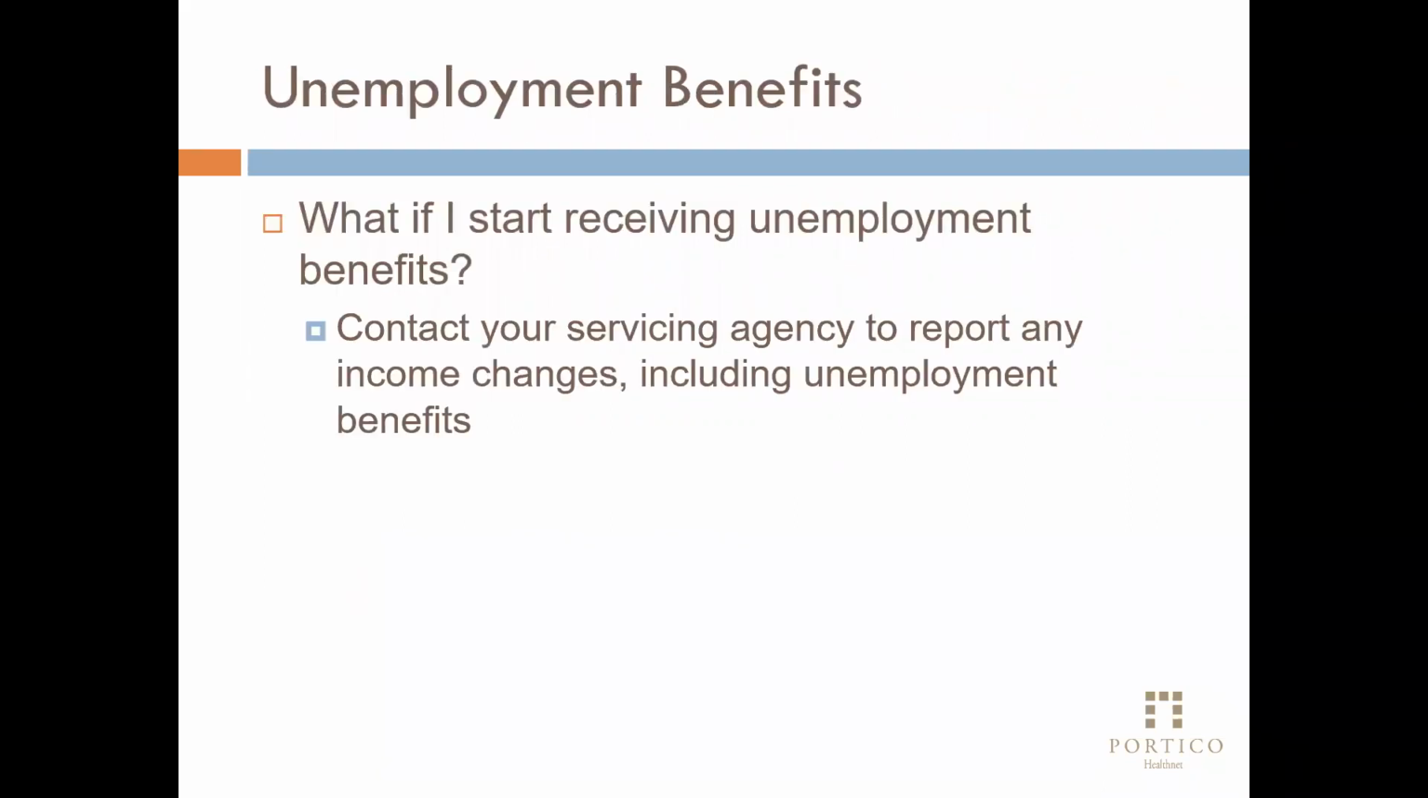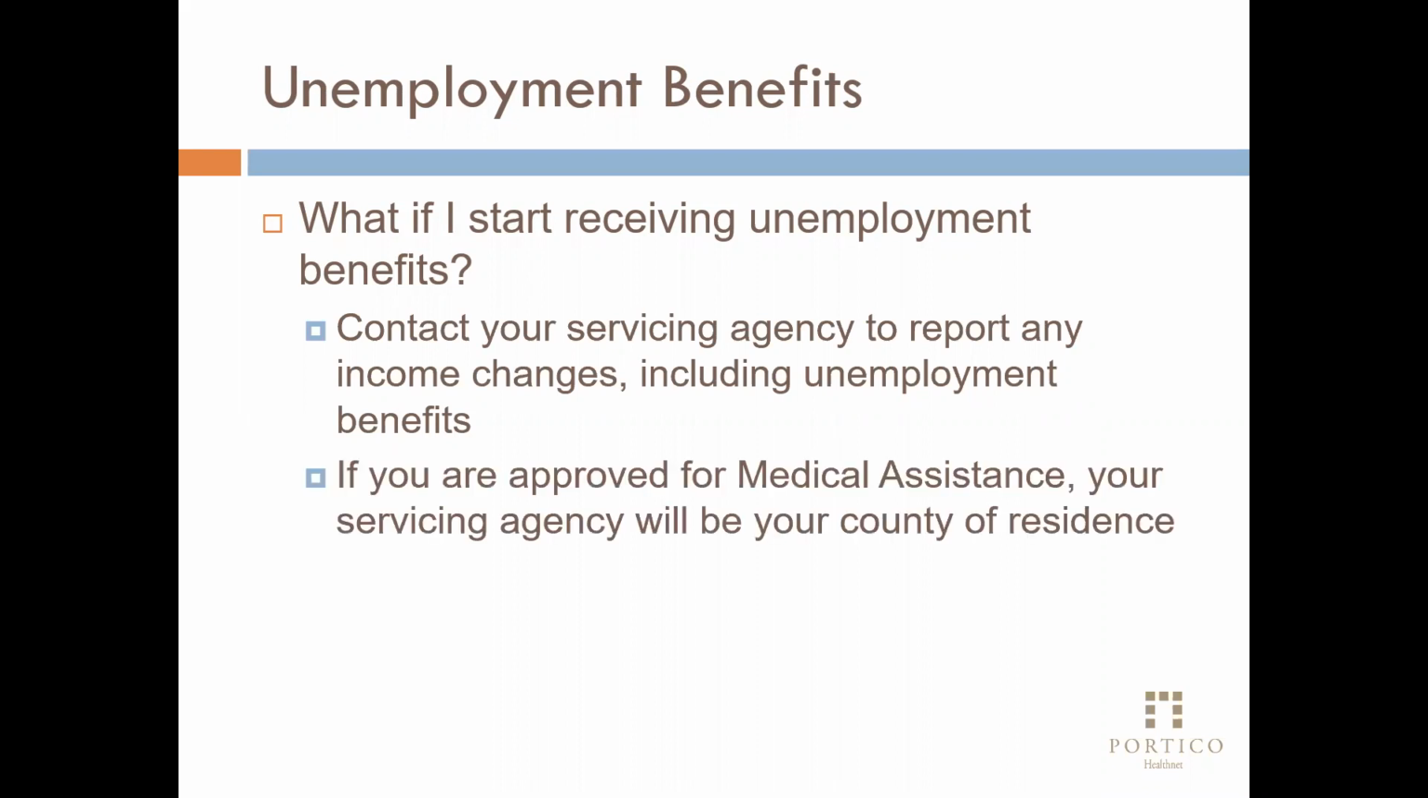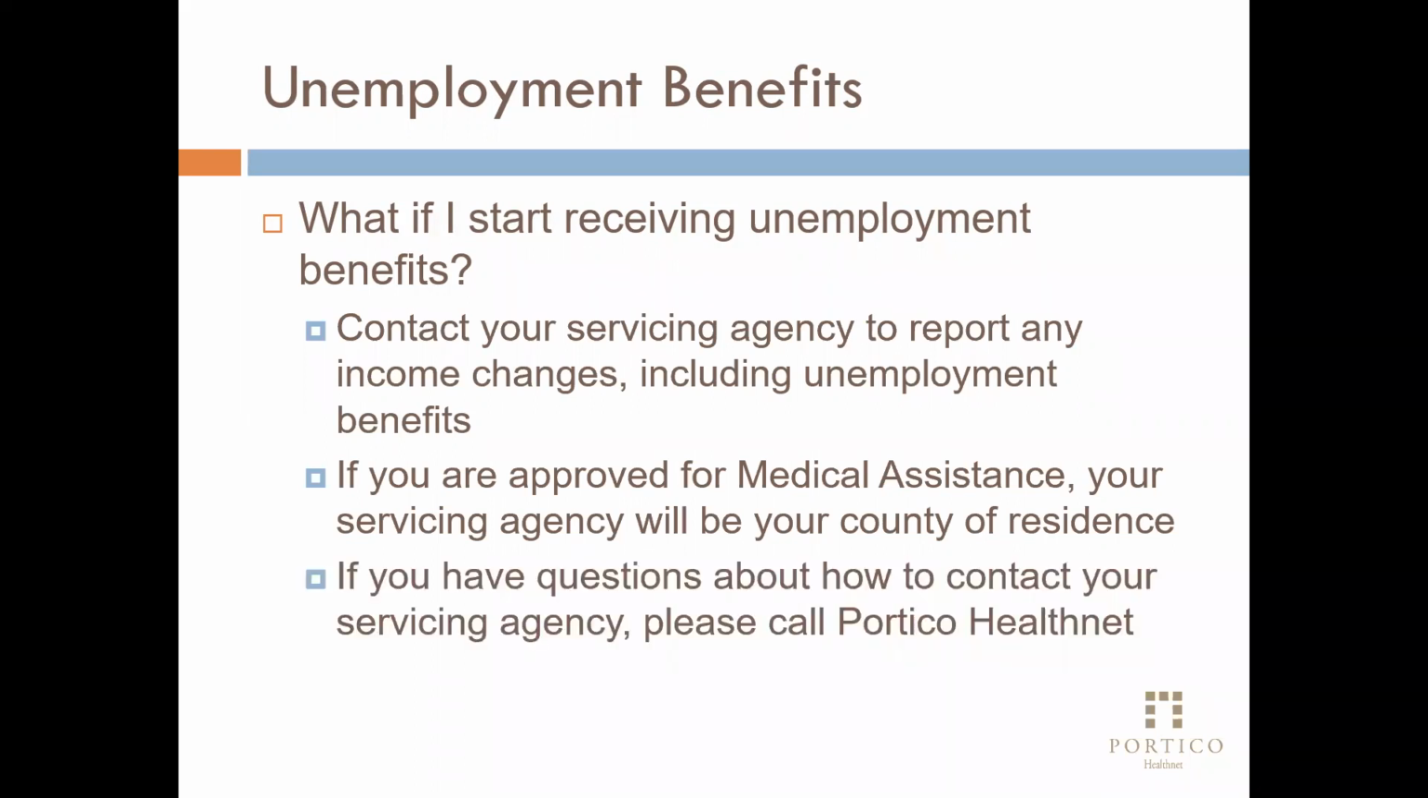If you start receiving unemployment benefits, you should contact your servicing agency to report any income changes, which would include receiving unemployment benefits. If you're approved for medical assistance, your servicing agency will be your county of residence. And if you have any questions about how to contact your servicing agency, you can call Portico Healthnet.